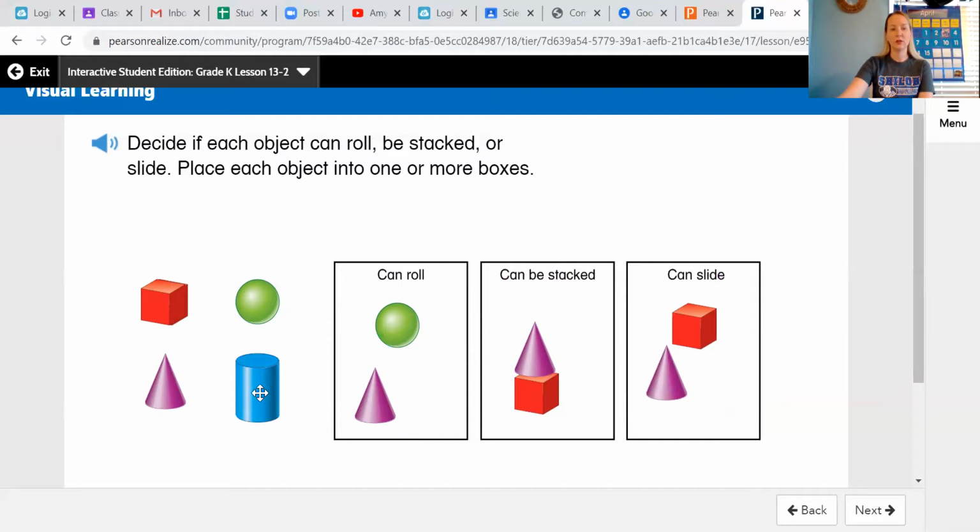Let's go to our cylinder. Can our cylinder roll? If it has a curved edge, it can roll. So I'm going to say yes, we can put the cylinder in the can roll section. Ooh, can it be stacked? Does a cylinder have a flat edge?